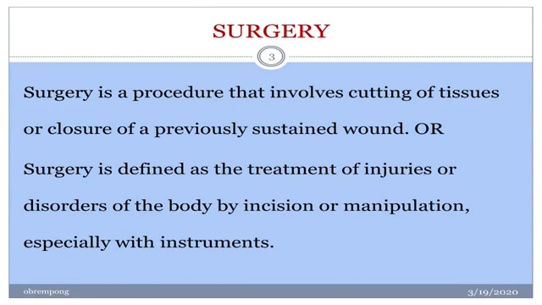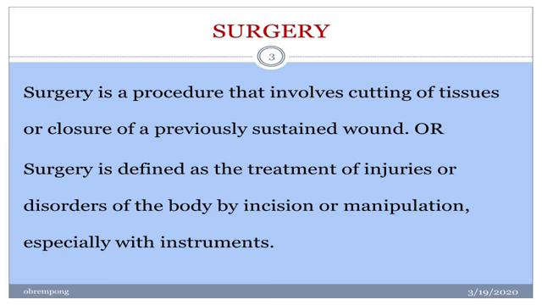So we're starting off with the definition of surgery. Surgery is a procedure that involves cutting of tissues or closure of a previously sustained wound. Or surgery is defined as the treatment of injuries or disorders of the body by incision or manipulation, especially with instruments. So we're looking at a proper definition of surgery whereby body parts are manipulated and repaired, whereby we treat injuries and disorders by incision, especially with instruments. As we're dealing with surgery, we are using instruments to be able to treat certain conditions. Sometimes a patient may have a problem and we are supposed to use instruments. We incise the individual, and then we treat the person.